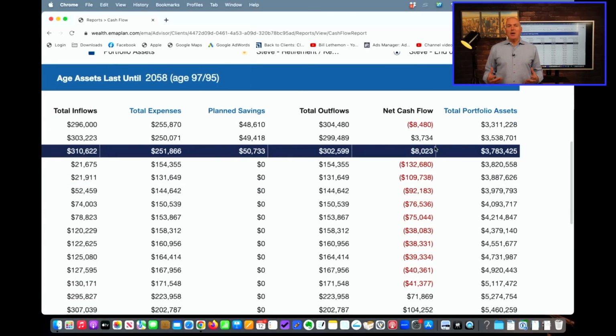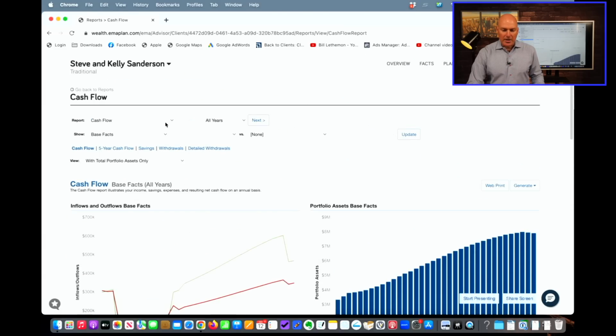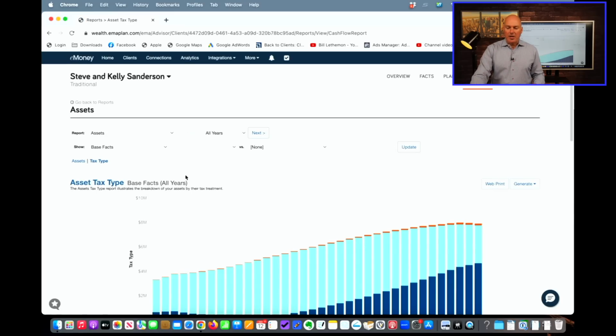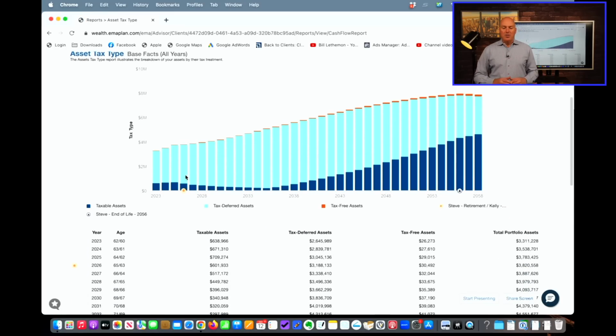Now, one of the things about the Sandersons is they really don't need to save any more money, but what we can do is look at some ways that they can shift some of their assets to be more tax efficient. So the next thing we want to look at is another report, which is called the assets by tax type. And we can see those 3 primary buckets I talk about a lot in some videos. We see the taxable assets, which is the dark blue.